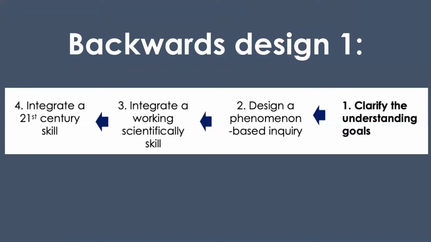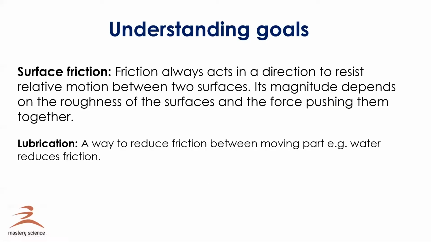Okay, brilliant. So I'm going to go through how we use backward design to design our complete mastery resources. The idea is you can use exactly the same procedures when you are designing your own schemes of work. If we go through each step, the first one is to clarify the understanding goals. You need to make sure you have very clear content learning goals. Here I've got what we've come up with for surface friction. This is exactly the idea we want students to understand about surface friction.